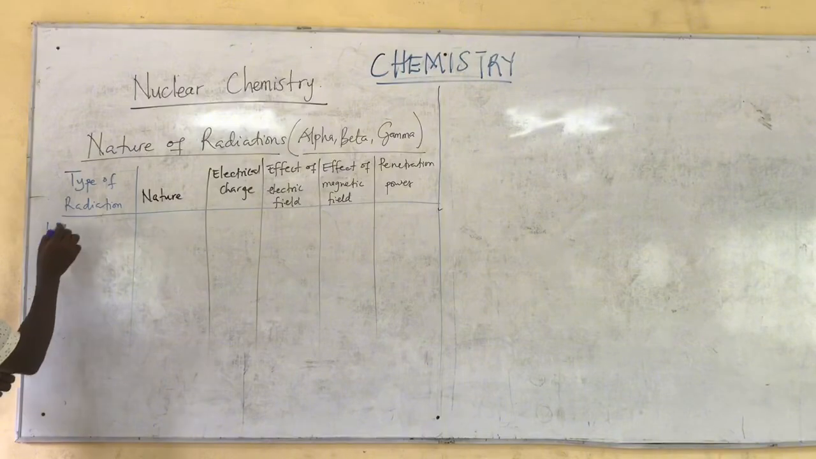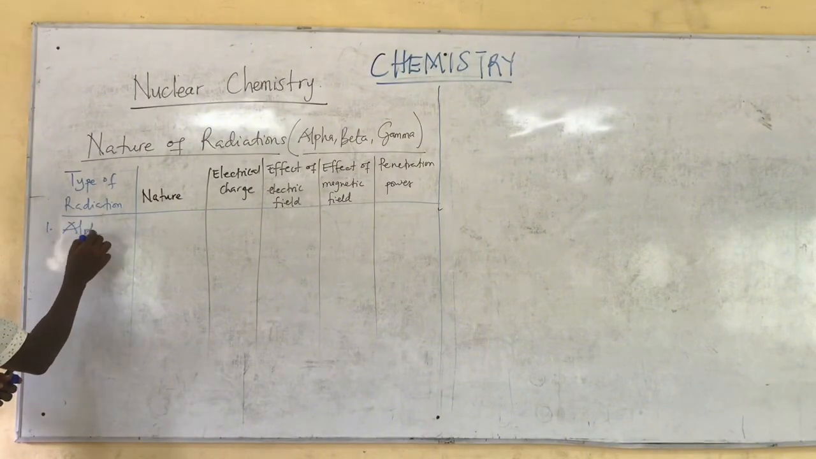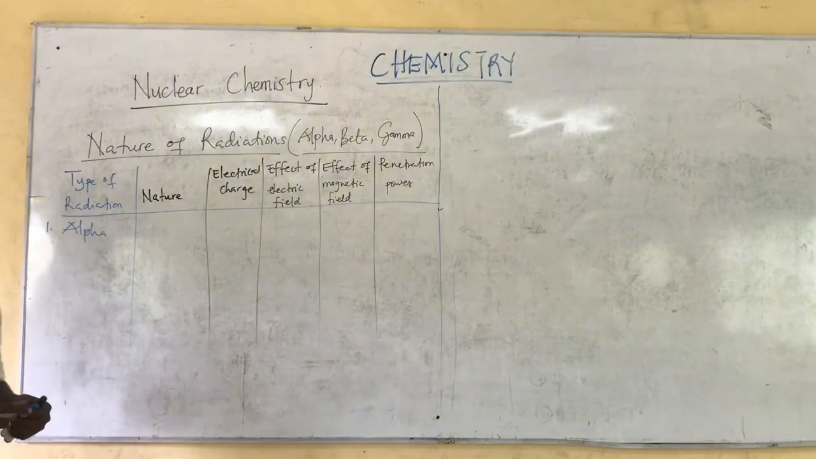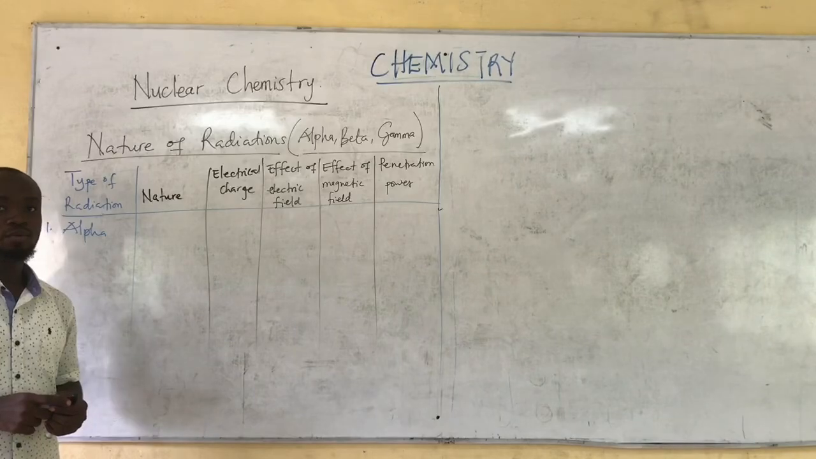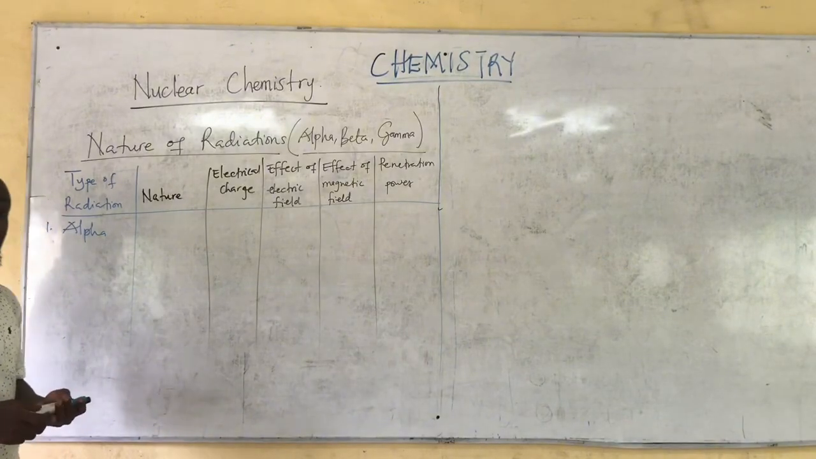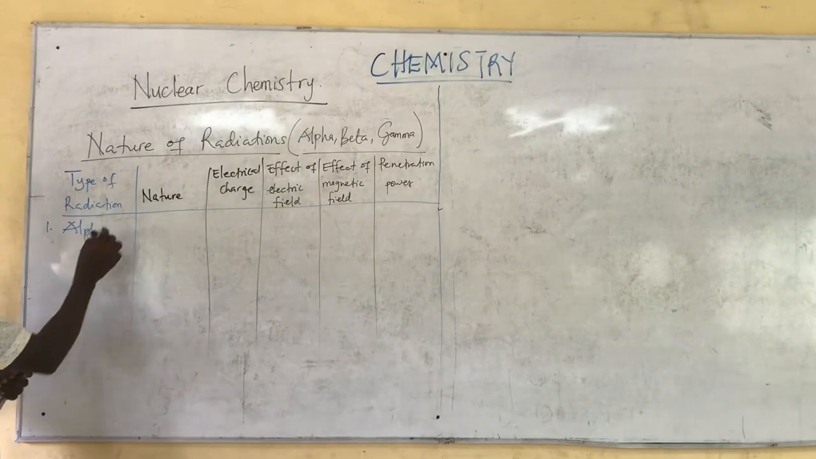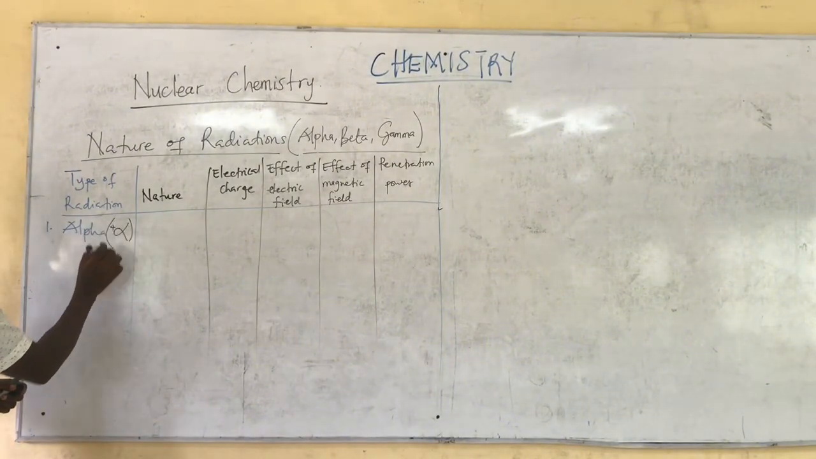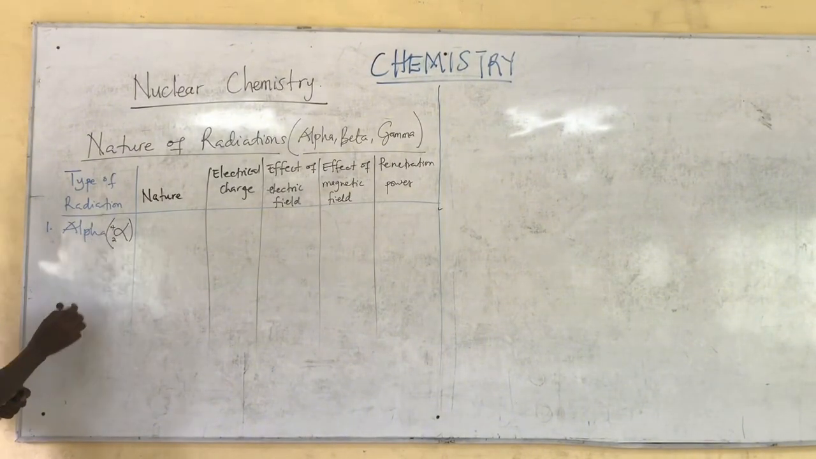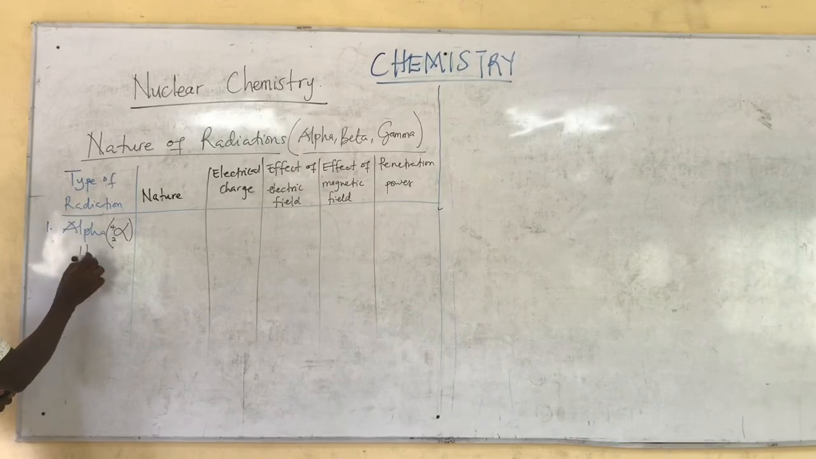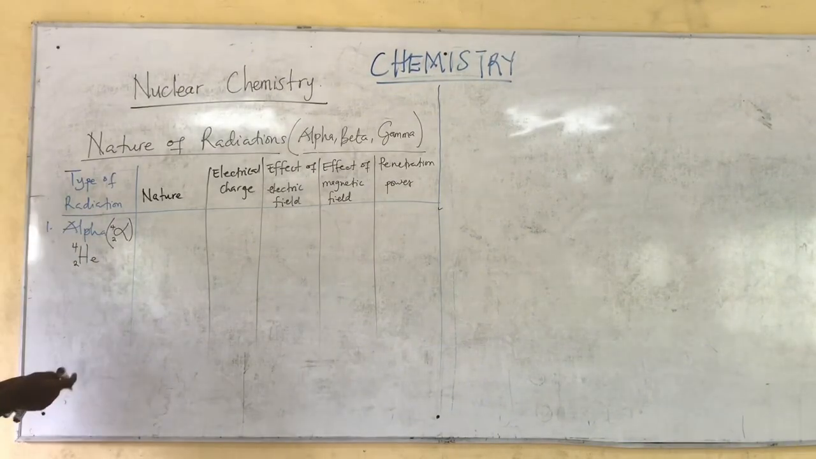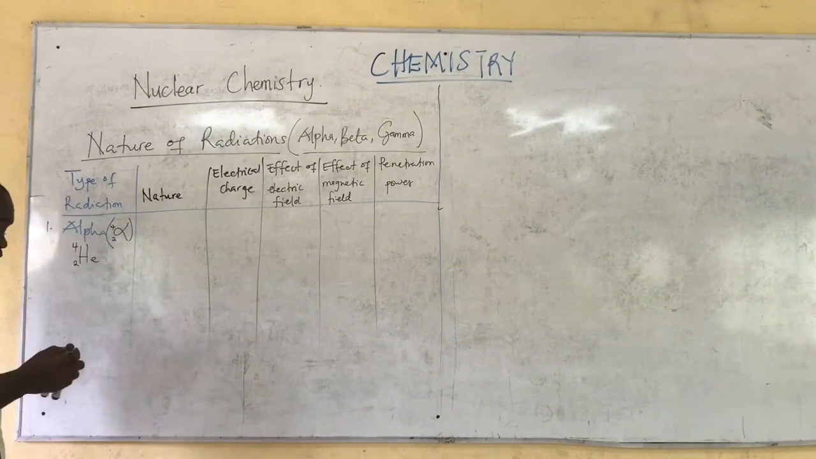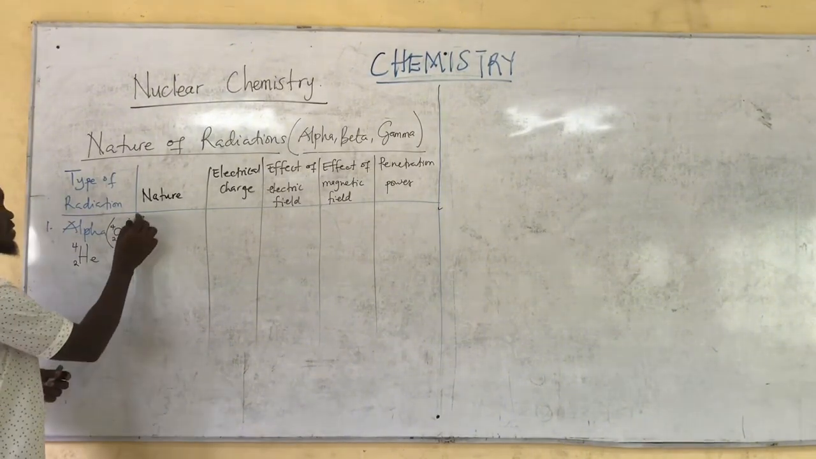So let's take one, alpha radiation or alpha particle. The alpha particle has a symbol like this, with a mass of 4 and a proton number of 2, or we use the helium nuclide. Is that okay? In nature, the alpha particle is described as the ionized helium nuclide.